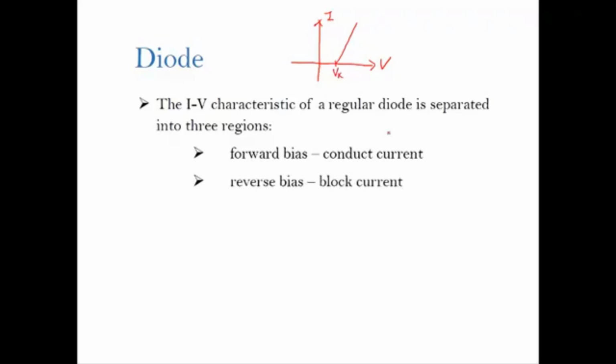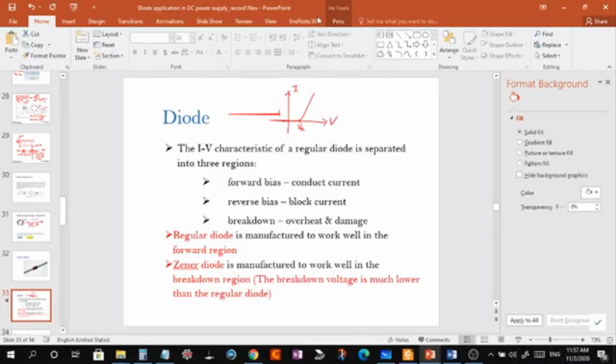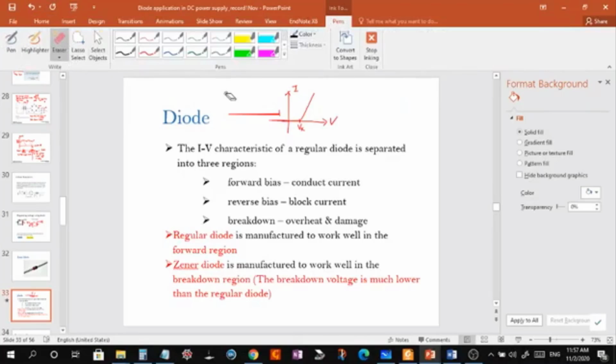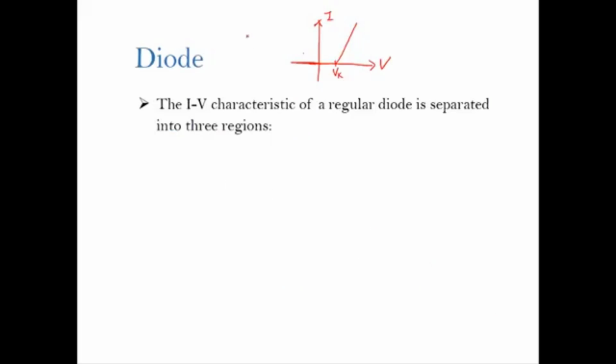This is the first region, and the second region is the reverse bias, where the operating point is where the current is zero. This is where the current is blocked. So at this point the reverse current is I equal to 0.